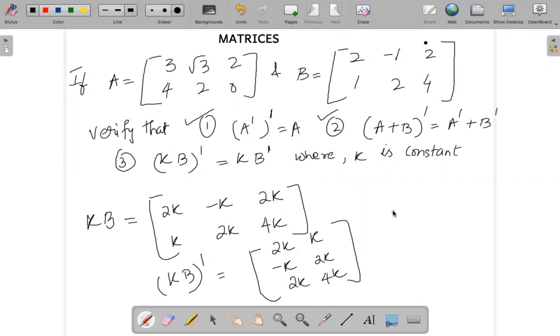So let us find, which should be equal to k outside. So that would be 2, 1, minus 1, 2, 2, and 4. So this is B prime, right? So k B prime. So we got the third result, which is kB prime equal to k times B prime, where k is a constant.